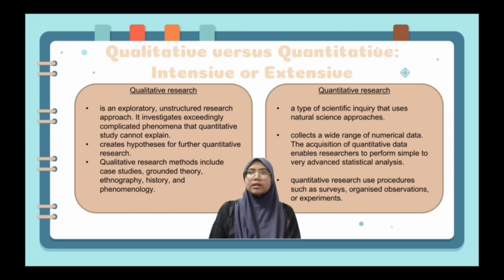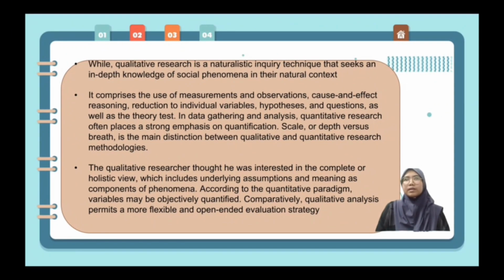While quantitative research is a type of scientific inquiry that uses natural science approaches. It collects a wide range of numerical data. The acquisition of quantitative data enables researchers to perform simple to very advanced statistical analysis. Quantitative research uses procedures such as surveys, organized observations, or experiments. While qualitative research is a naturalistic inquiry technique that seeks an in-depth knowledge of social phenomena in their natural context.